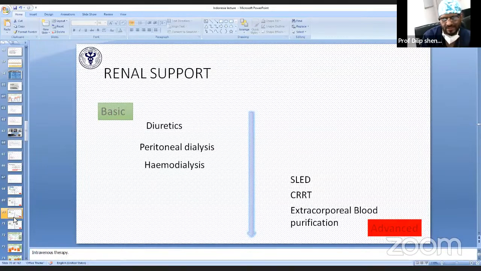And again, renal support. Basic means diuretics, peritoneal dialysis. If hemodialysis is there, you can. Advanced renal support is sustained low efficiency dialysis, CRRT, extracorporeal blood purification. This we also don't have.